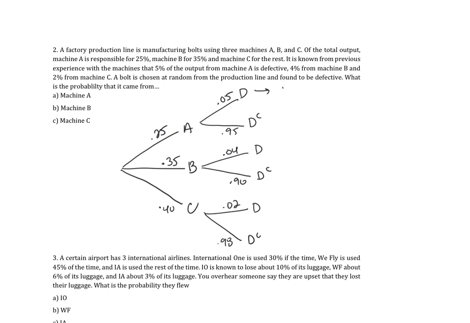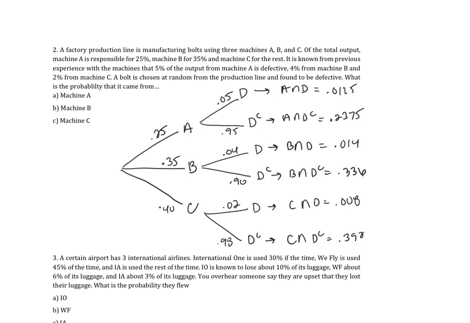Now let's find all these intersections. A and defective, A and not defective, B and defective, B and not defective, C and defective, C and not defective. And we're going to get all of these probabilities. One rule about all of these intersections, maybe we didn't say, is that they should all add to 100%. All right, so we've got all of our intersections here.